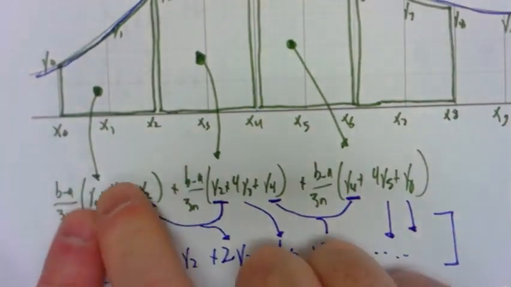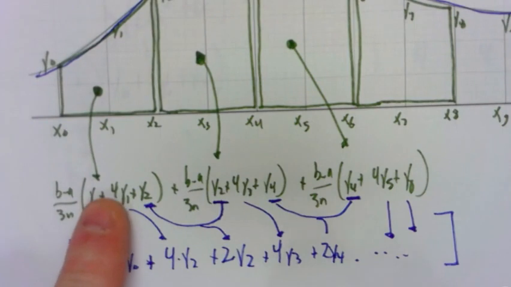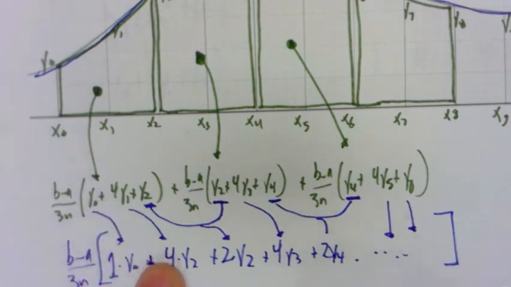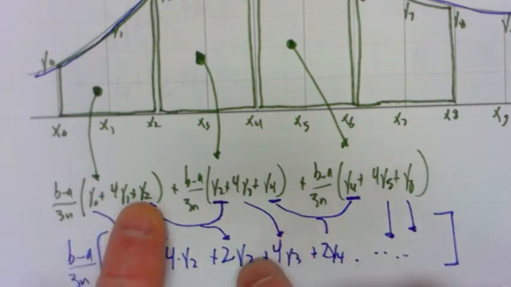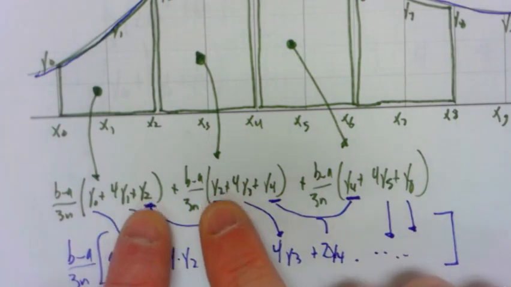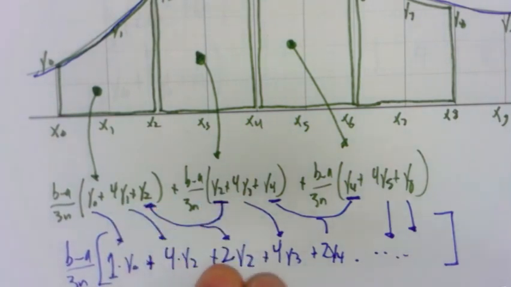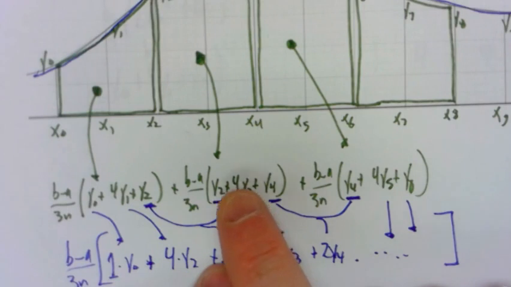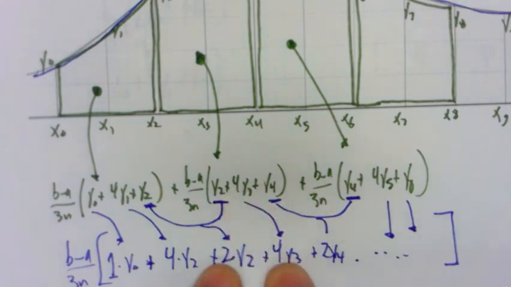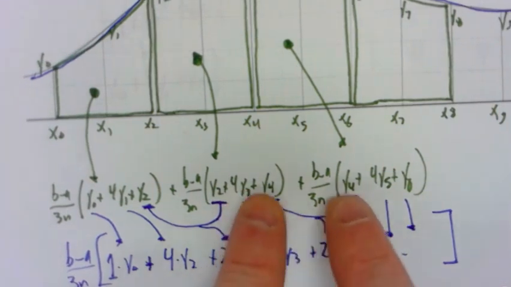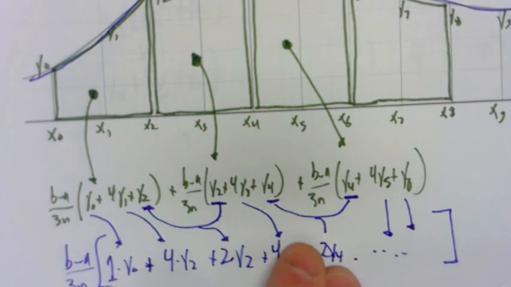And now here there's one of these y0s. There's 4 of these y1s. But now look at this. Here's one y2 from here. Here's another y2 from there. So there's 2 of them. There's just 4 of these y3s. And y4, there's 1 here, 1 there. So that's 2. And so that's where the 1, 4, 2, 4, 2, 4, 1 comes from.